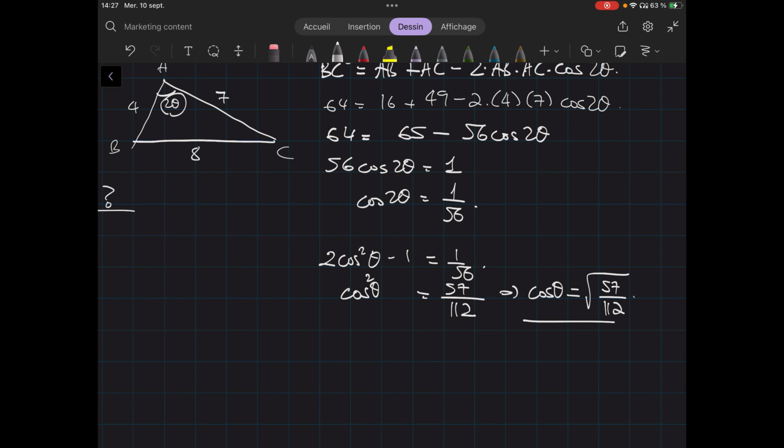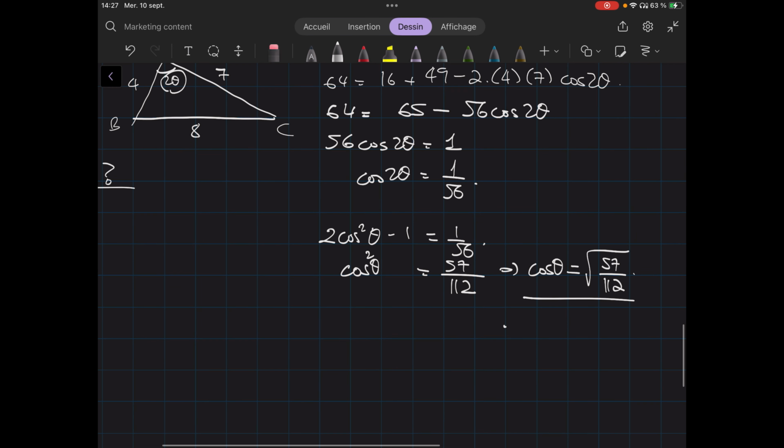We know that the square root must be positive because 2 theta is less than 180 degrees, the sum of the angles in a triangle. Therefore, theta is in the first quadrant. And therefore, cos of theta must be positive.